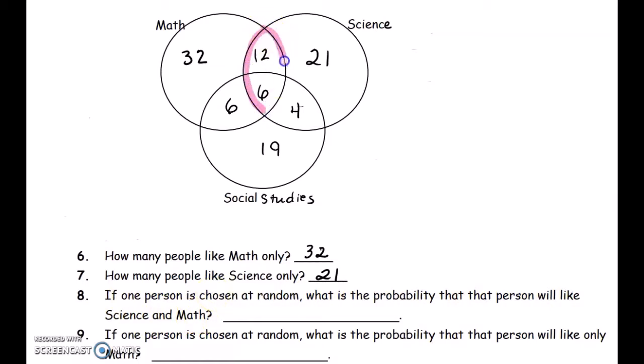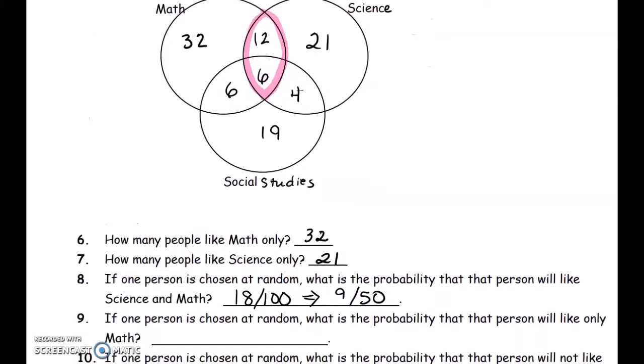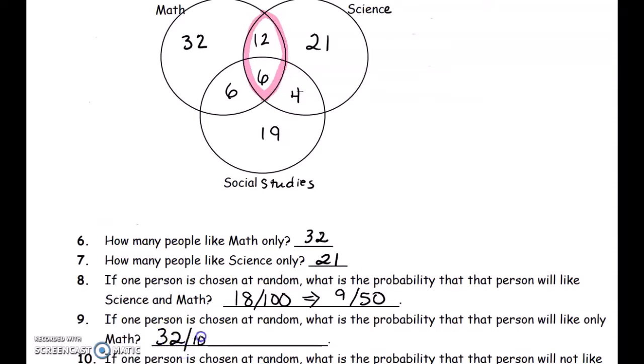So that's this overlap in here. It didn't say only science and math, it said science and math. So that would be 18 out of the 100, or 9 out of 50. If one person is chosen at random, what's the probability that the person will like only math? Well, that's 32 out of 100, and 4 goes into each of those, so that's 8 over 25.